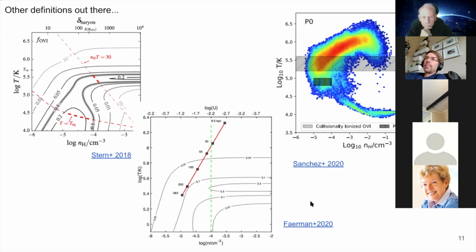Another attempt to define this was in Fireman 2020. What they did is draw this nice green vertical line. They said, on the right side of the vertical line, these things are totally density independent, and so this is where collisional ionization is fine. And if you go to the left of this line, then photoionization starts to matter. So photoionization is treated as a complicating factor; you have to worry about it.